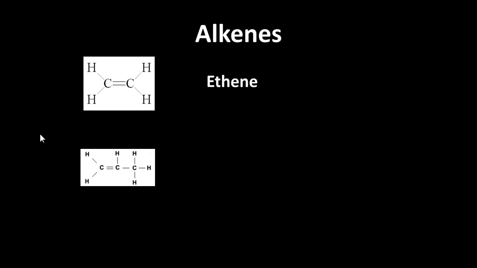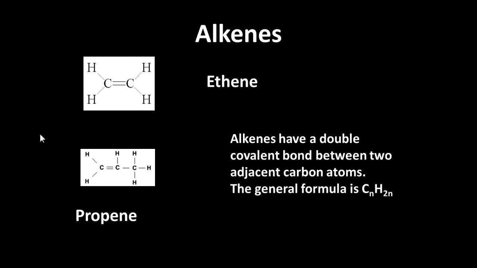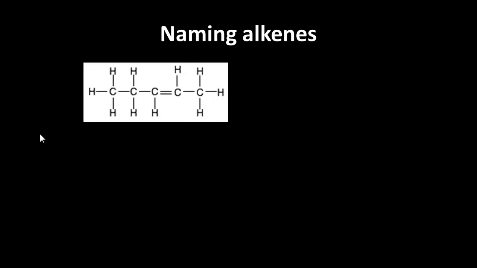If you have three carbons, we can still put a double bond in, but here it's between carbons 1 and 2, and this is known as propene. You might remember the corresponding alkanes to these were ethane and propane. So alkenes have a double covalent bond between two adjacent carbon atoms. We can give them a general formula of CnH2n.